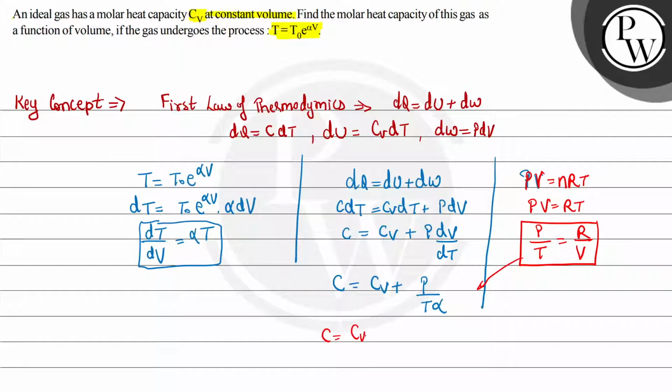Now we put this value of P by T here, and what I get is C equals Cv plus P by T, which is R by V, so R by alpha V. This is my final answer. So the final answer of the molar heat capacity is Cv plus R by alpha V. I hope you understood it well. Best of luck.